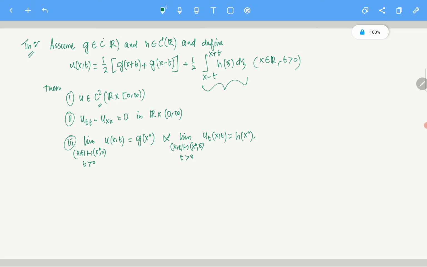This has to be C2 of R. Here, G is C2 of R. C1 is not sufficient. We have to increase it. It is C2 of R. Okay, right, now that is there.